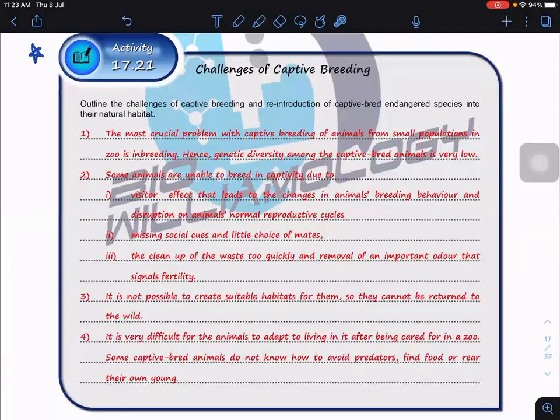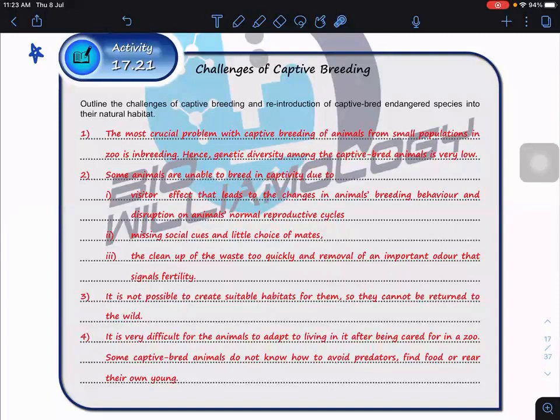Why? Because of the visitor effect that leads to a change in the animal breeding behavior and the disruption of the animal's normal reproductive cycle. Okay, because the humans come to visit sometimes, we shout, scream, we talk. So this can actually interfere with the normal reproductive cycle. Try to imagine that, when you have sexual activity and someone is looking at you. Okay, right? So this is the visitor effect, okay?